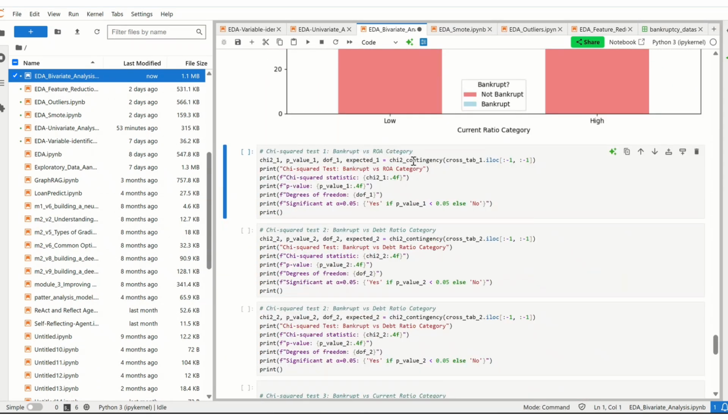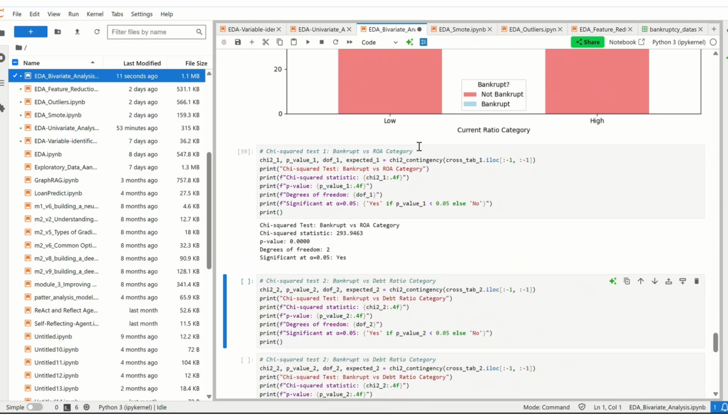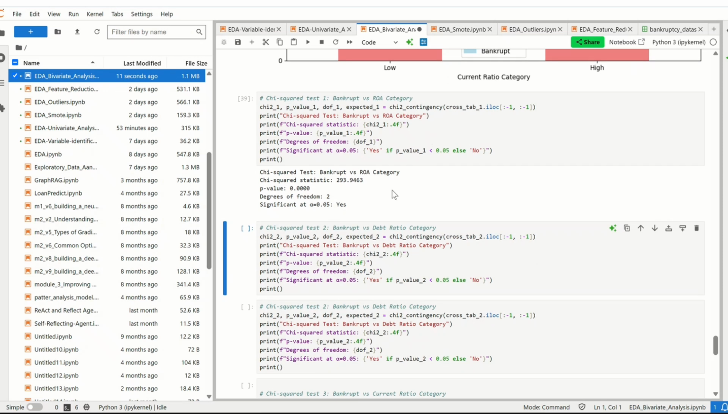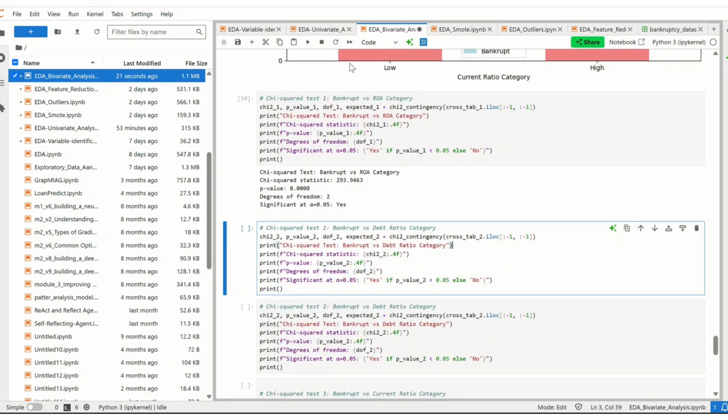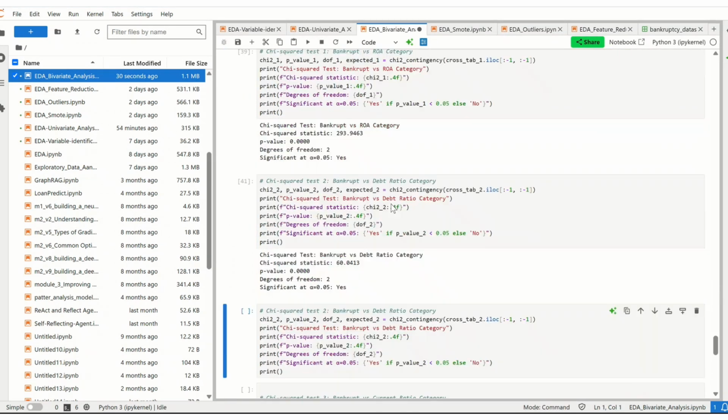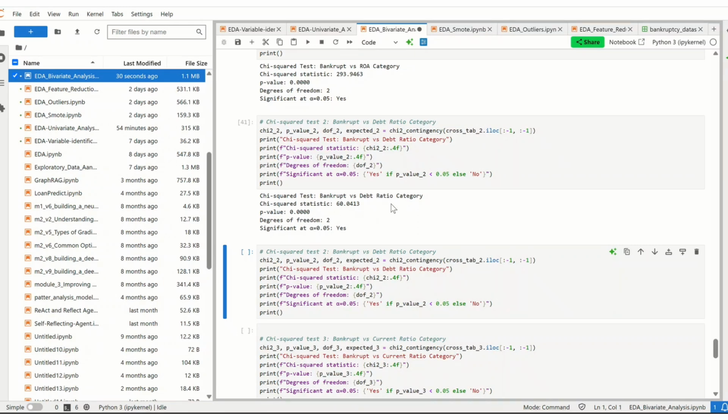And we could draw this for multiple things, and we'll also do a chi-square test, which tells, now you can see that the p-value is significant because it is below 0.05. This is a very significant relationship between these two variables, which are bankruptcy and ROA category. And then we'll also do a chi-square test for some more variables here to understand whether they're significant or not. You can see the chi-square is 60.043 and the p-value is this, and then degrees of freedom.